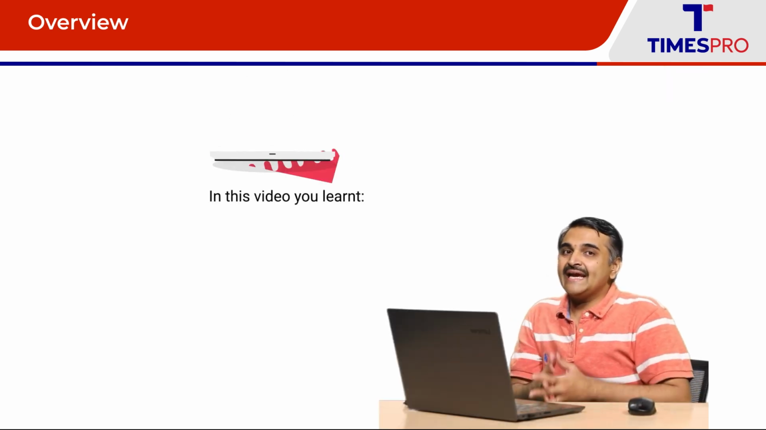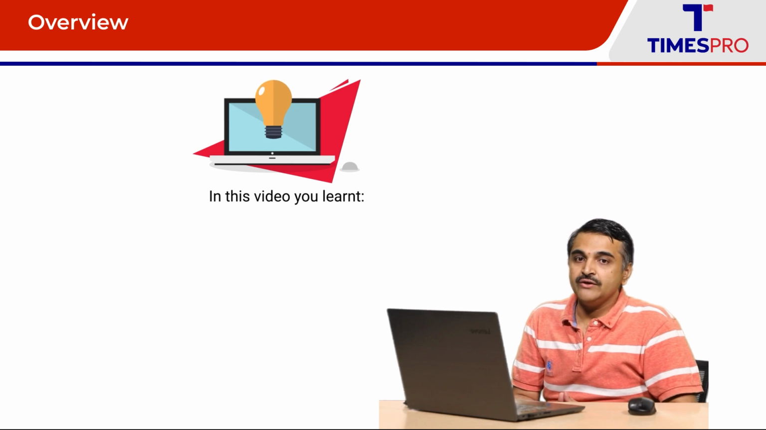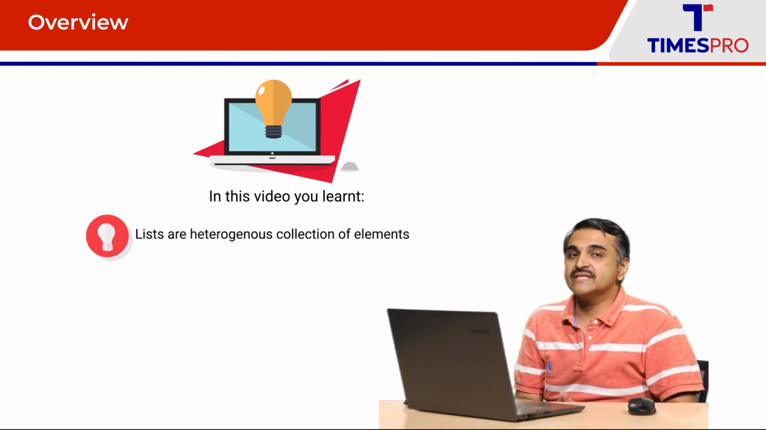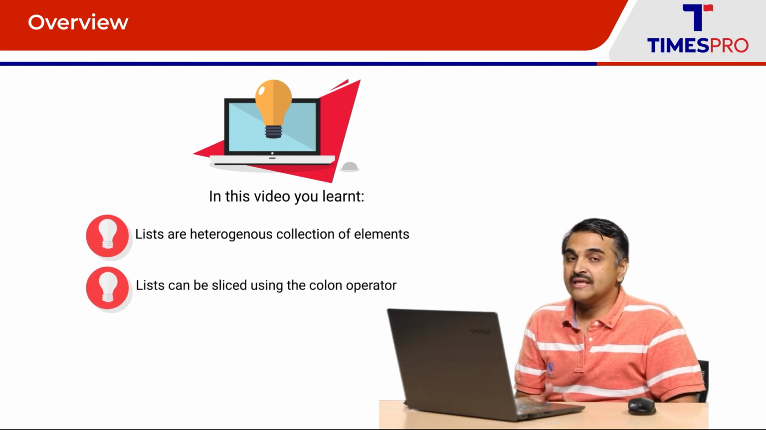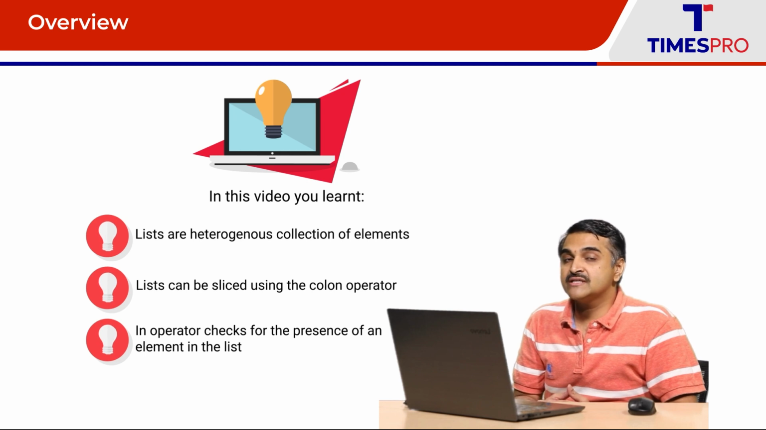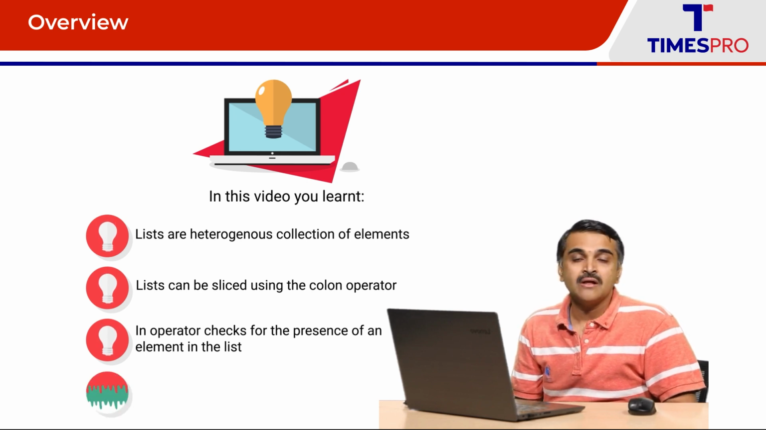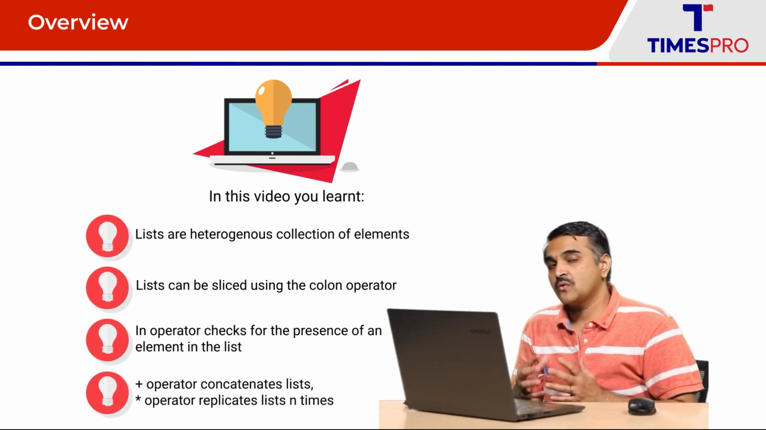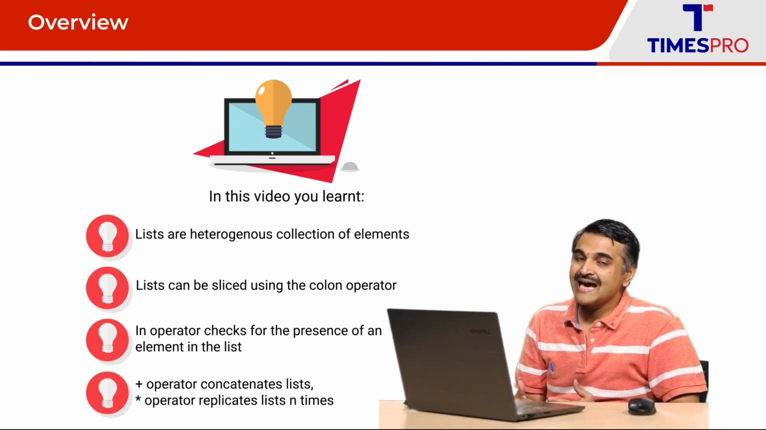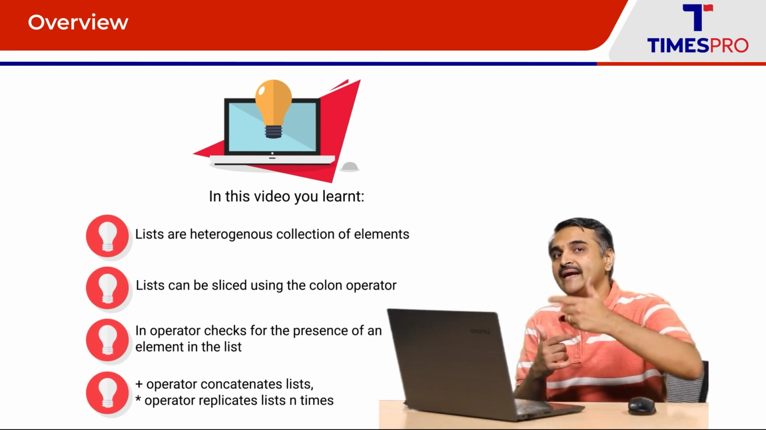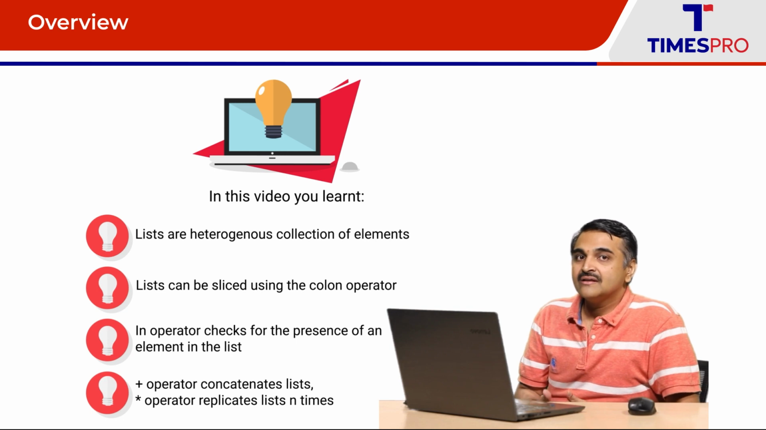So here are the key takeaways from this video. Lists are a heterogeneous collection of elements. Lists can be sliced using the colon operator. In operator checks for the presence of an element in a list. Plus operator is used to concatenate lists, and star operator is going to replicate lists n times.